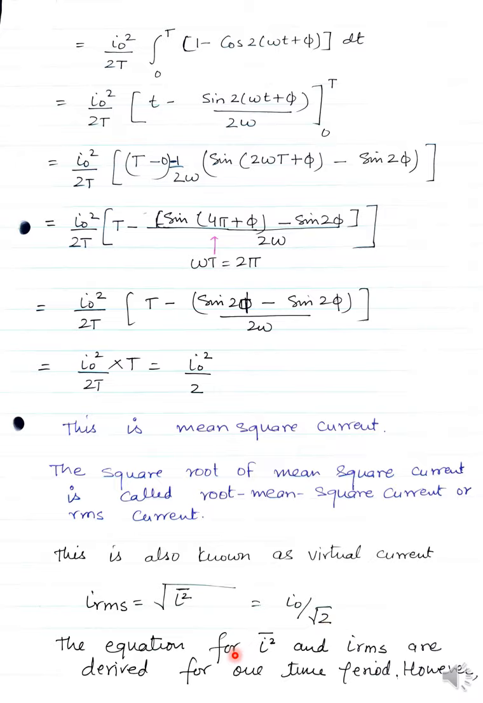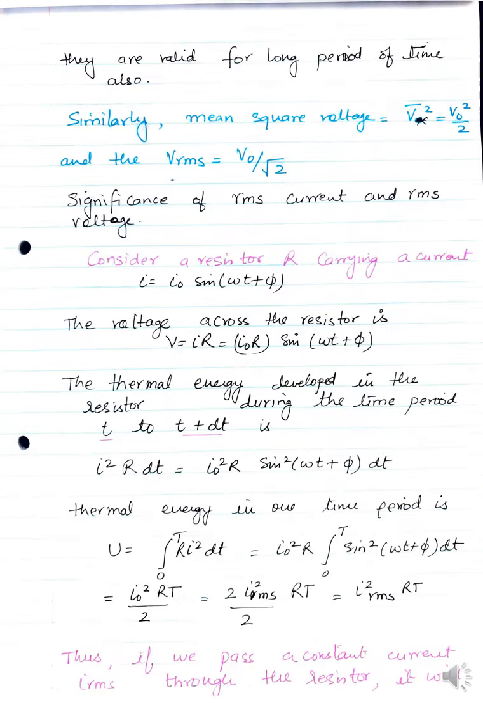The equations for I square bar and I RMS are derived for one time period. However, they are valid for a long period of time also. Similarly, the mean square voltage V square bar equals V naught square divided by 2, and V RMS equals V naught divided by root 2.